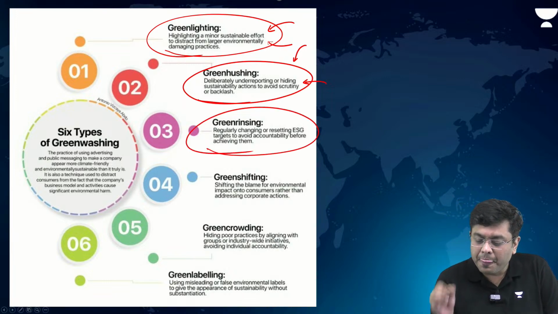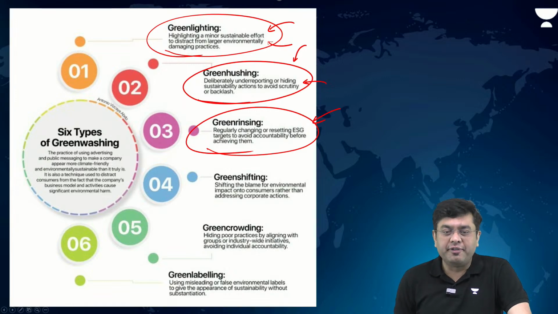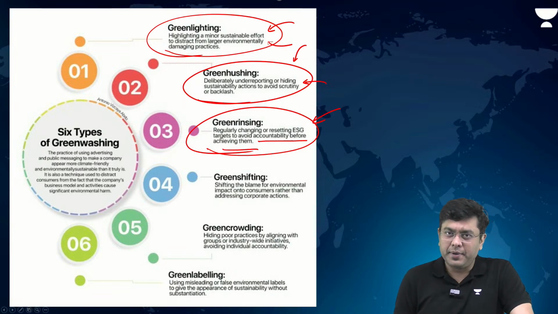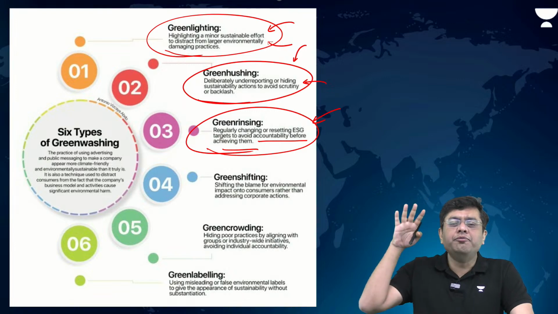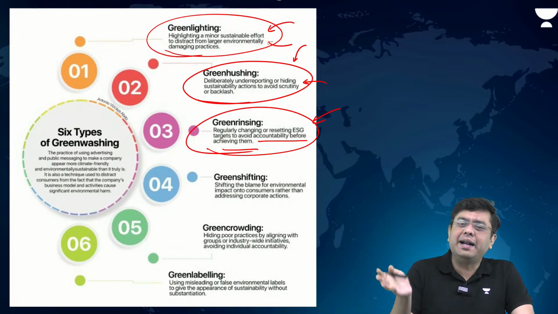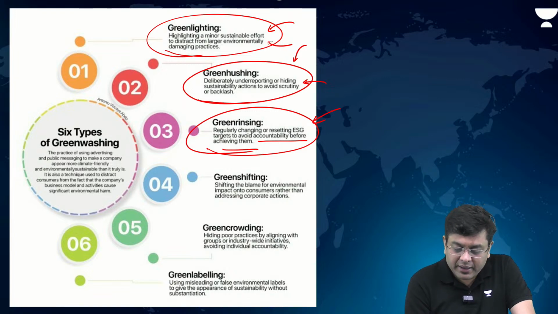Green rinsing. Regularly changing or resetting your environmental goals and targets to avoid accountability. You change the goals themselves. You say that in 2025 my aim will be planting 1 lakh trees. In the month of October, you say that my aim is to plant 100 trees, and I have planted 100 trees. So that is green rinsing. Green shifting.